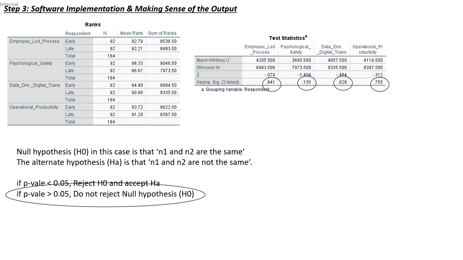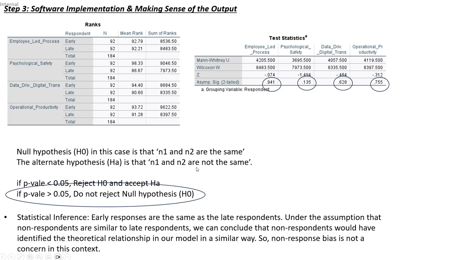That means that the early respondents are the same as the late respondents. Their responses are the same. If we follow the Armstrong and Overton assumption that late respondents are more similar to non-respondents, and by the way, this assumption has been followed by almost everybody in this type of research where you test theoretical relationships, because of the practicality of doing this test, we conclude that non-response bias is not a concern in this context.